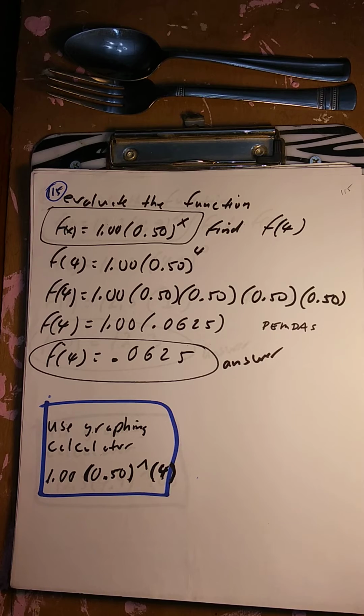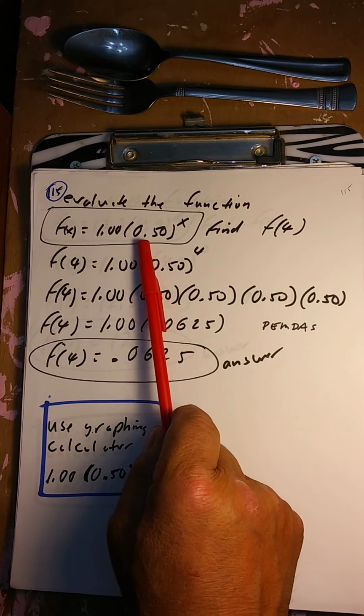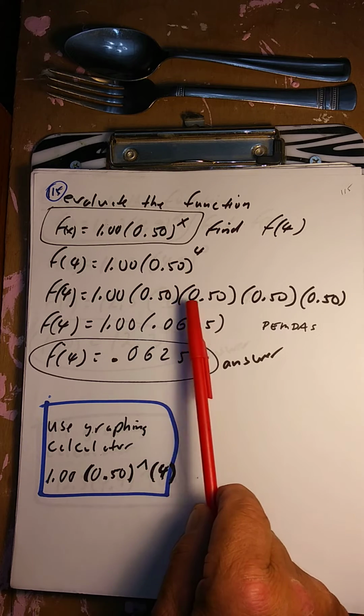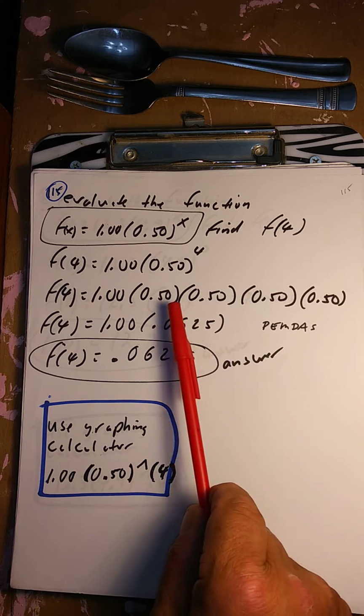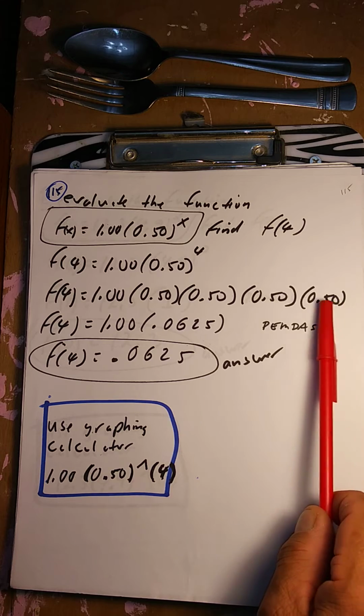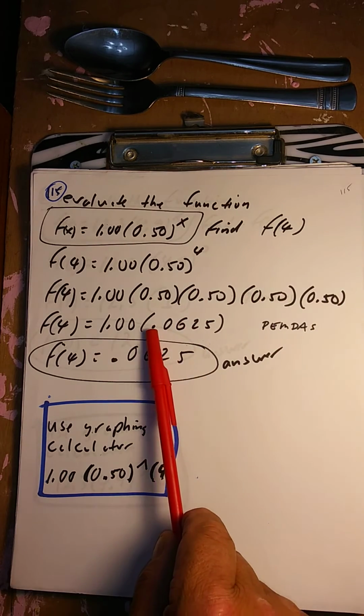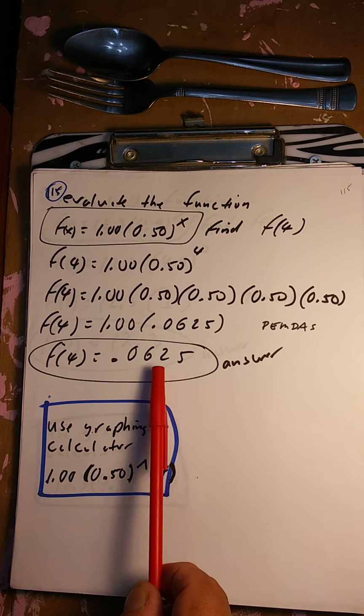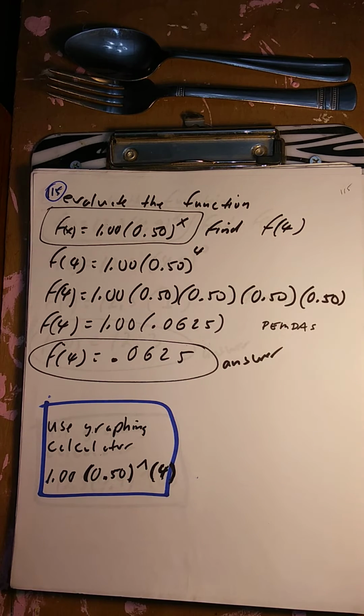Evaluate the exponential function, another one, f of 4. So 0.50 to the 4, well, that means you have to do this 4 times. 0.50, 0.50, 0.50. Yep, 0.50, 4 times. On the calculator, you multiply these out, you're going to get 0.0625 times this number, so that final answer is 0.0625. Or you can do all of it in the graphing calculator if you want to.